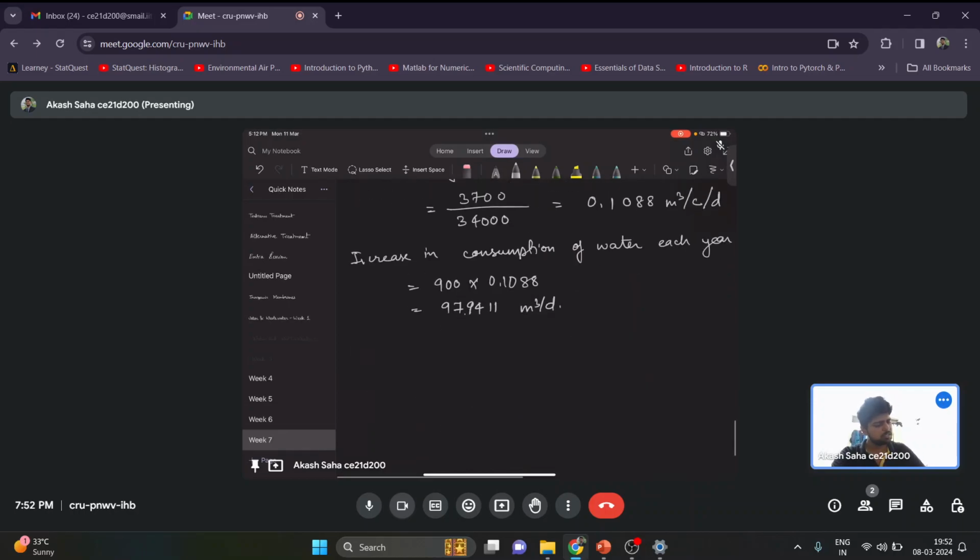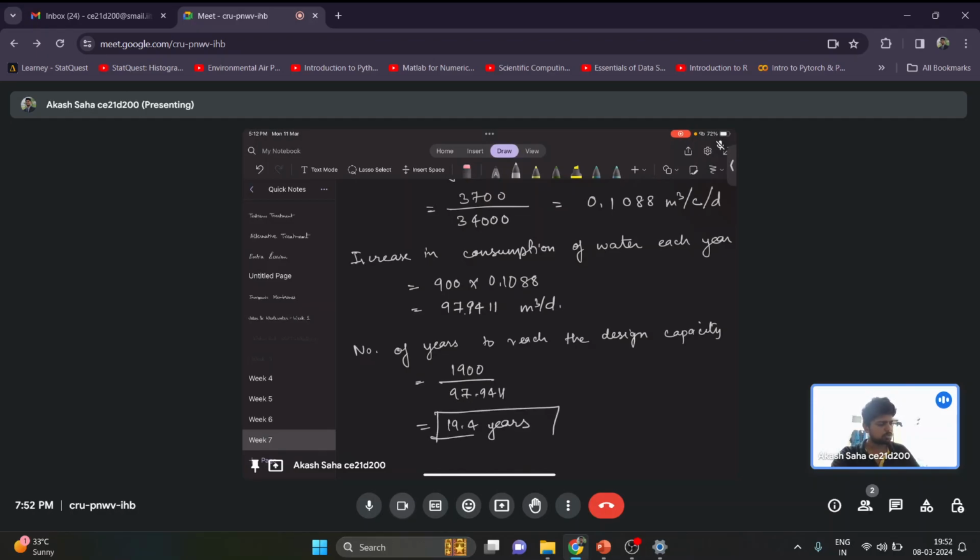So in how many years it will reach the design capacity? The number of years to reach the design capacity will be the difference between the design capacity and the present thing, that is 1900 divided by 97.941. So it will turn out to be 19.4 years. So in 19.4 years, it will reach the design capacity.